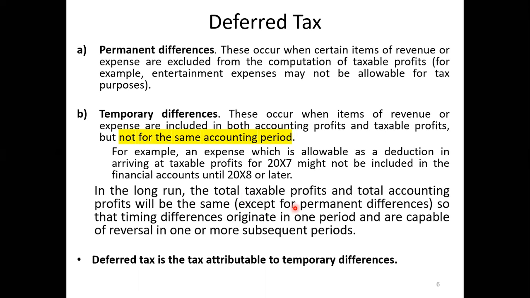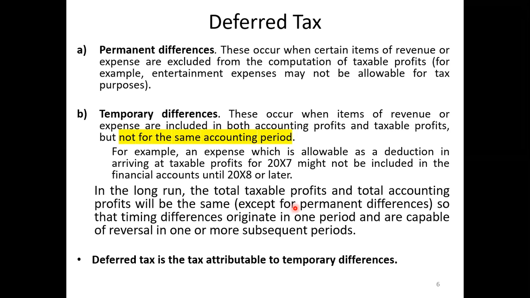For example, an expense which is allowable as a deduction in arriving at taxable profit in 2017 might not be included in the financial accounts until 2018 or later. In the long run, the total taxable profit and total accounting profit will be the same, except for the permanent difference. So that timing difference originates at one time and is capable of reversal in one or more subsequent periods. Deferred tax is the tax attributable to temporary differences. I will explain the meaning of this paragraph.